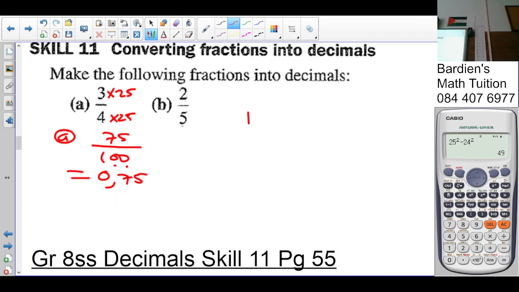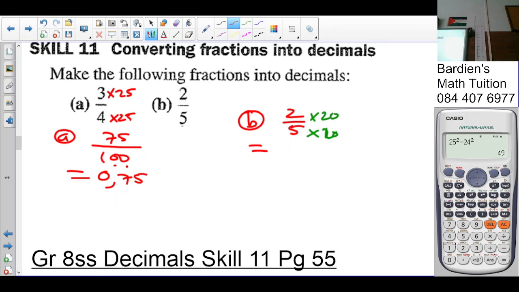Okay, let's look at B. You've got 2 over 5. So again, the denominator must be 10, 100, 1000, 10,000, 100,000, a million, or so on. Okay, then it's easy to convert. So we will multiply 5 by 20.